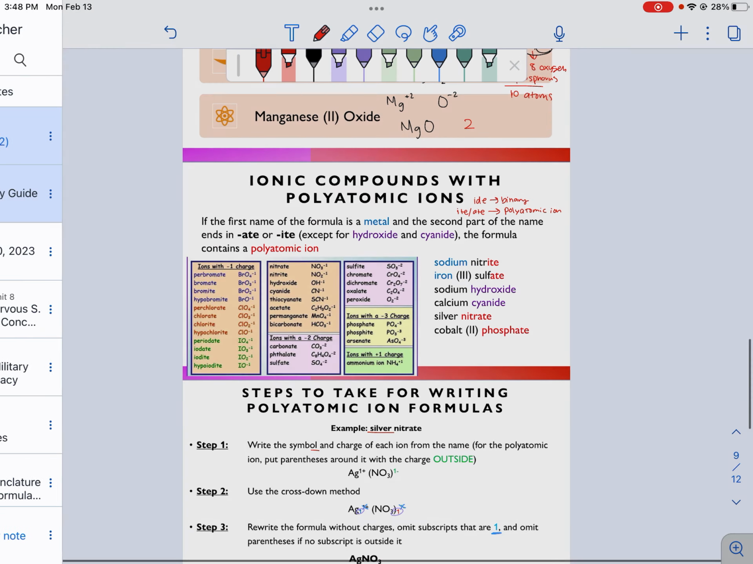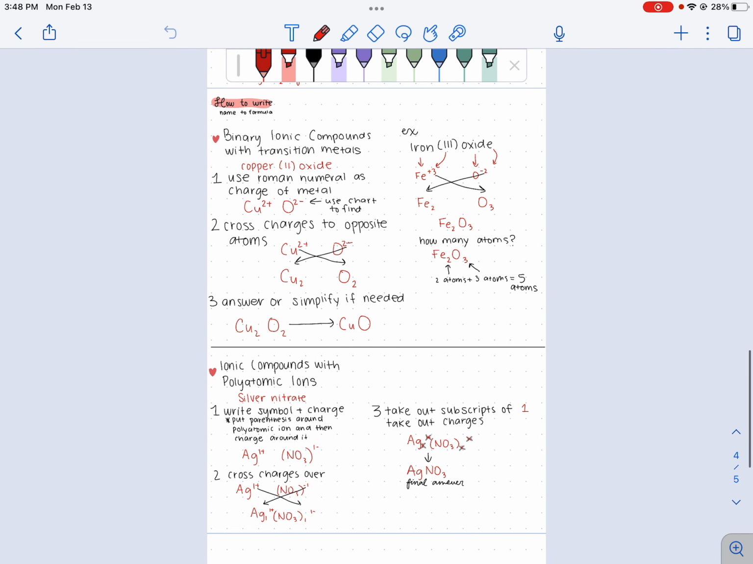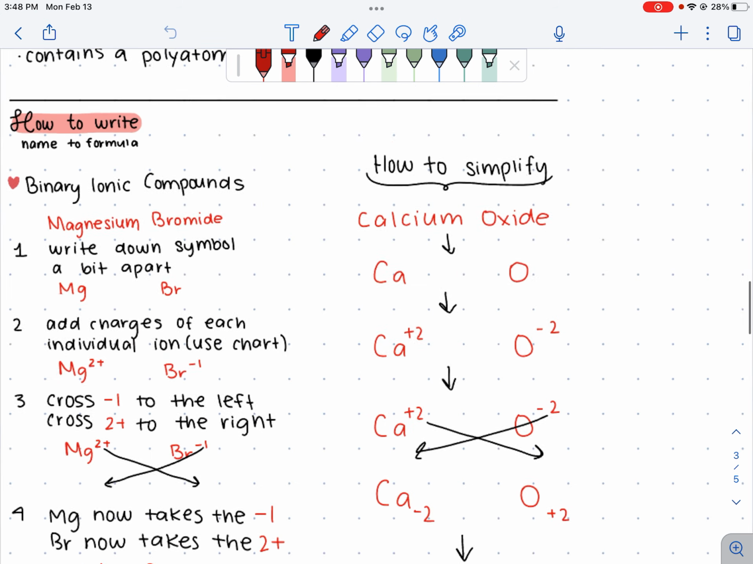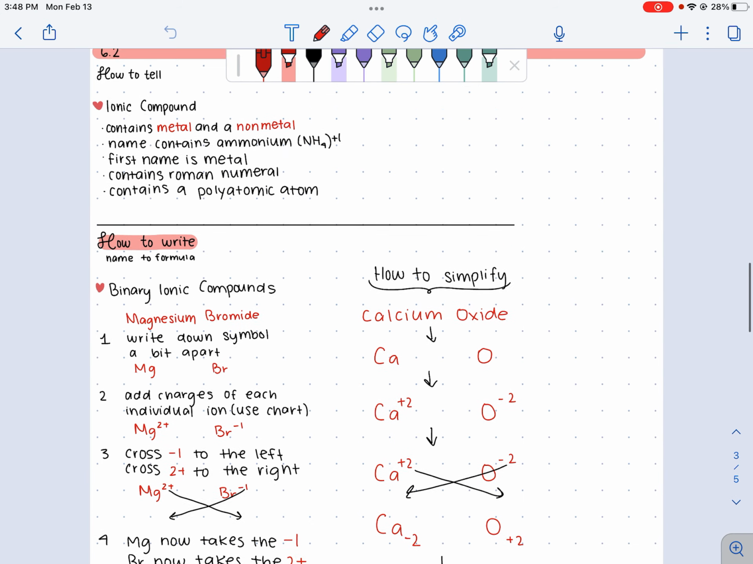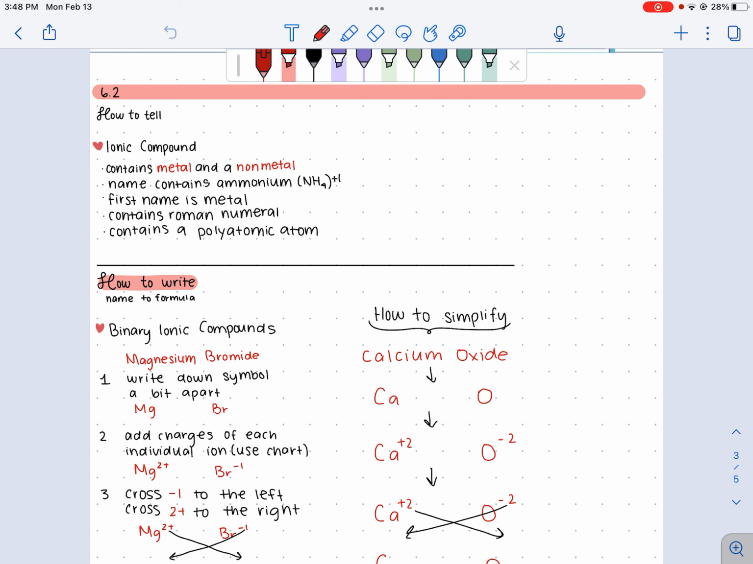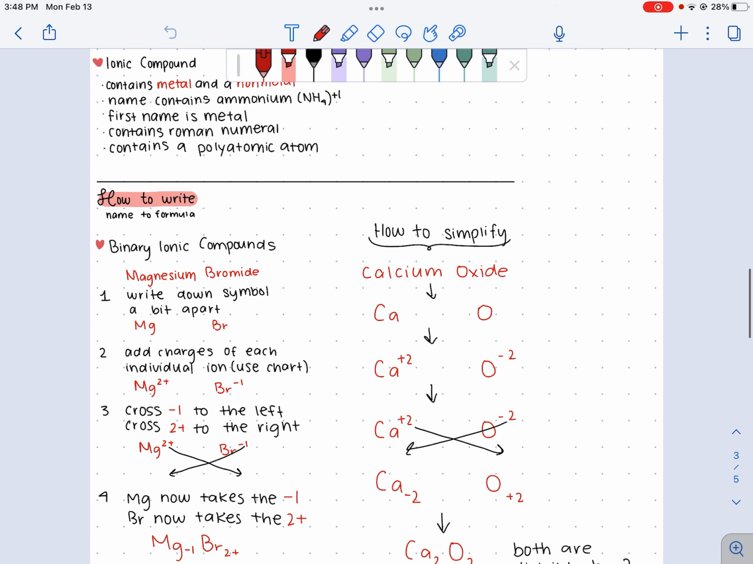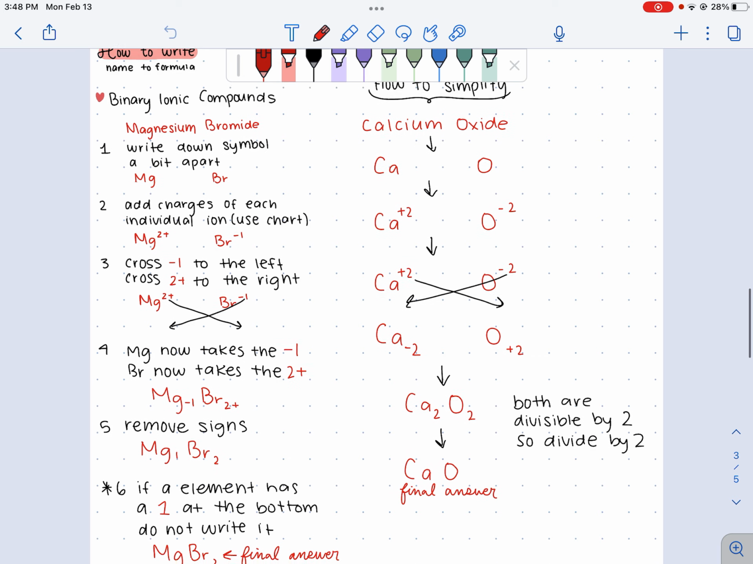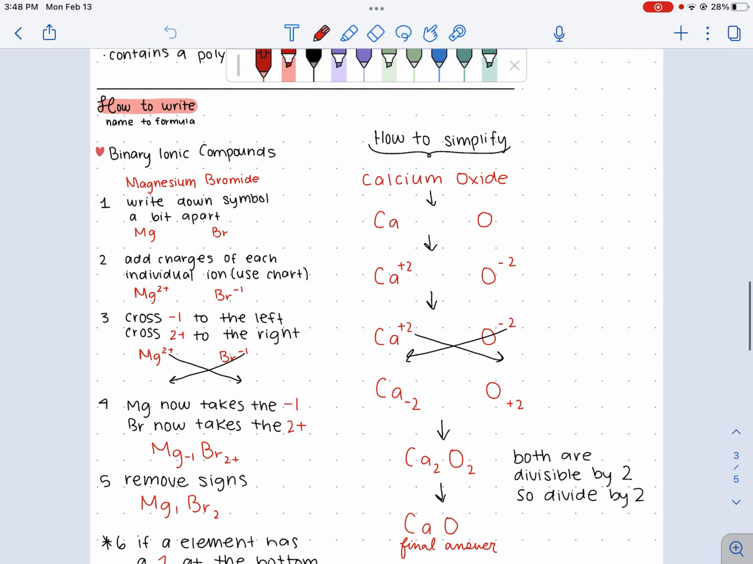That's actually basically it. So I'm pretty sure I sent this to all of y'all, the different ways. So I only did one, how to tell if it's an ionic compound. And these are just the steps to do it and also the steps to simplify.